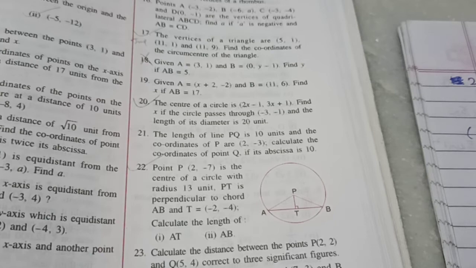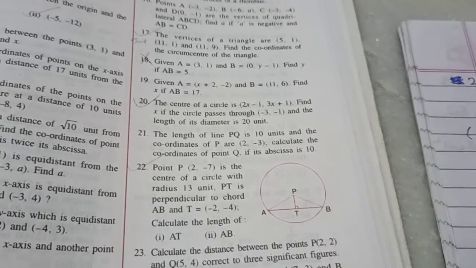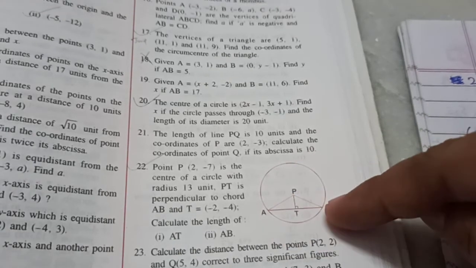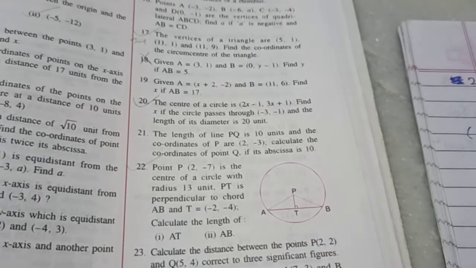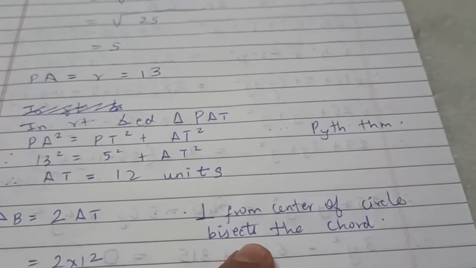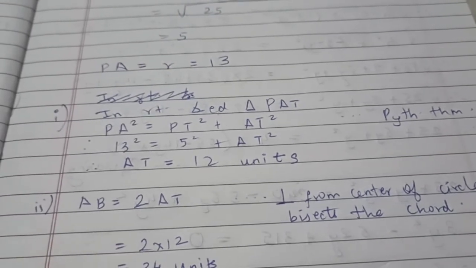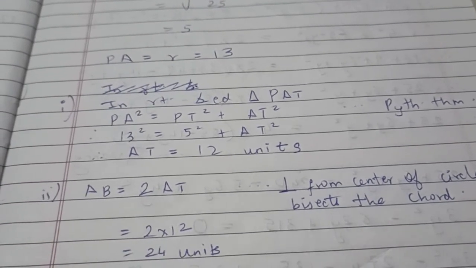Remember, in any circle, if you draw a perpendicular to the chord from the center of the circle, then the perpendicular to the chord will bisect the chord. That's the property we will use here. Perpendicular from center of a circle bisects the chord. So obviously T is a midpoint and AB will be double of AT. 24 units is the answer.